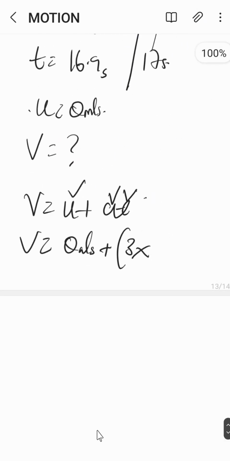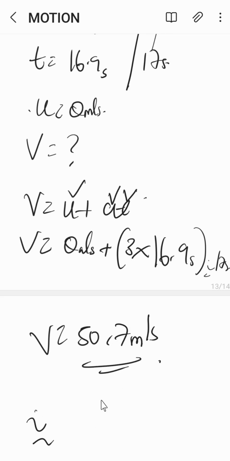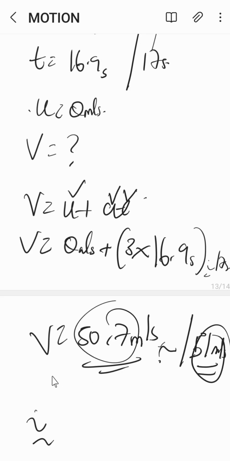So what is our time? Our time is 16.9 seconds. Or like I said, you can go with 17 seconds, all right? So 3 multiplied by 16.9 gives you 50.7. So v is equal to 50.7 meters per second, right? Even if you did multiply 3 multiplied by 17, it will give you 51 meters per second, which is literally in the same range, right? So this will be your velocity. With whatever value that you go with, it will still be correct.